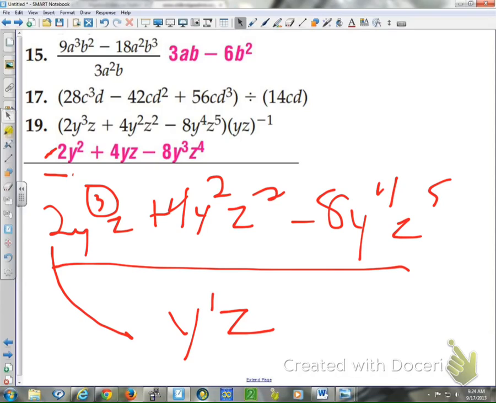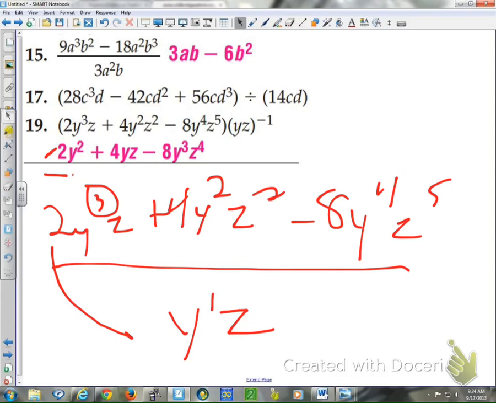Why would you not go like this? Because they're not like terms. You can't add and subtract things that aren't like terms. They have to be literally the exact same. Even if this was a cube, we still couldn't put it with that one because this one has a z on it. So if the two y squared had a z on it, you could add it to the 4y cubed. Say that one more time.